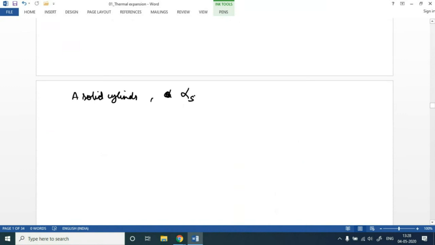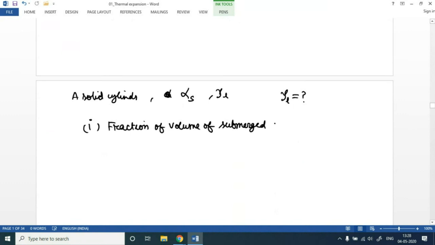Let's say the coefficient of volume expansion of the liquid in which it is floating is given to you as gamma L. Now the temperature of the system is increased, the whole system, solid as well as liquid, and we have to find the value of gamma such that, the first part of the question, the fraction of volume of the submerged cylinder doesn't change.